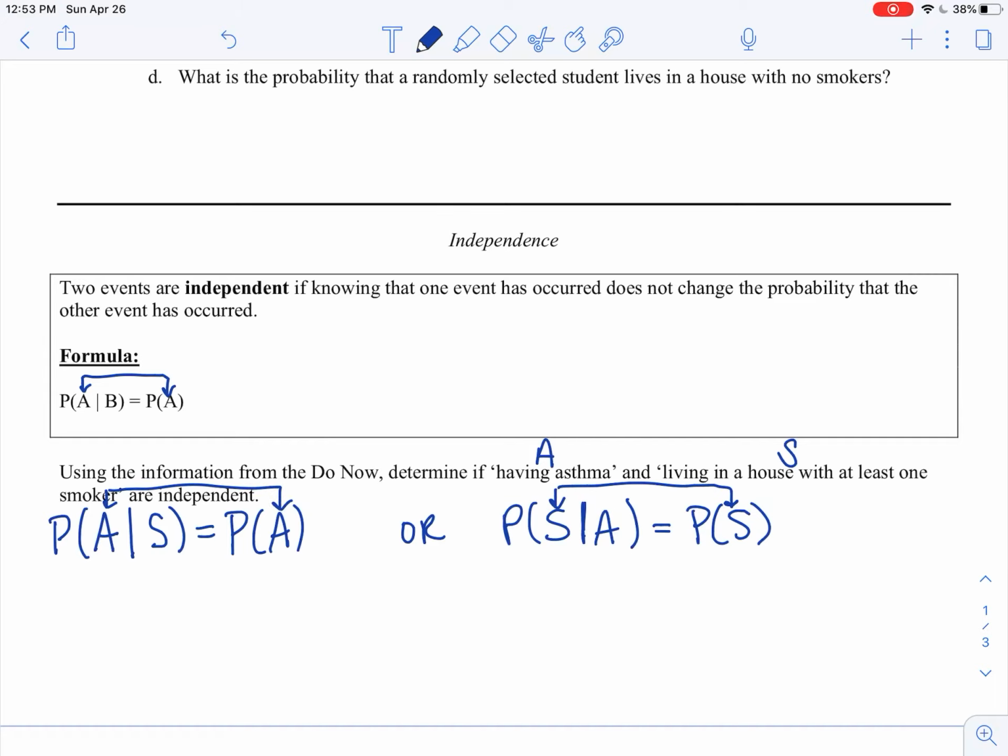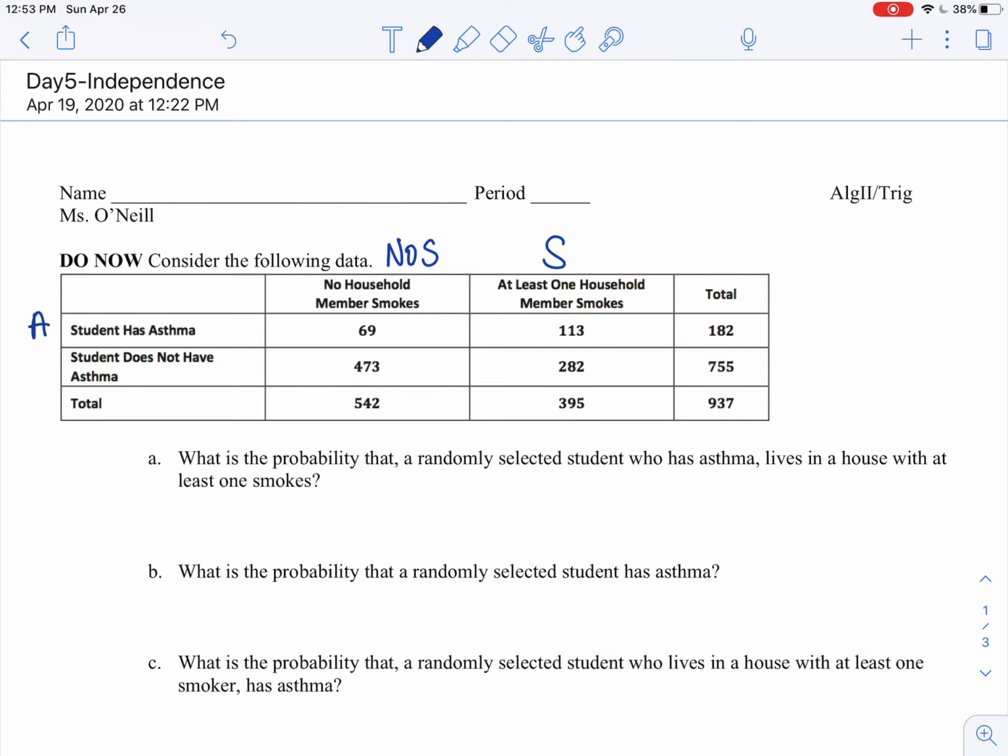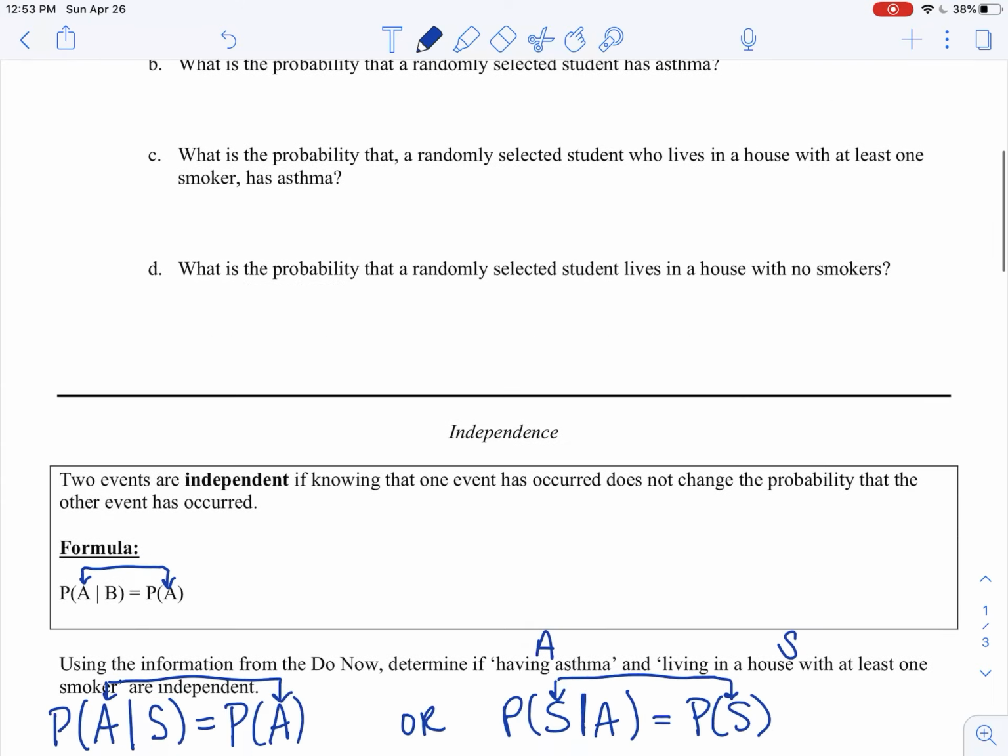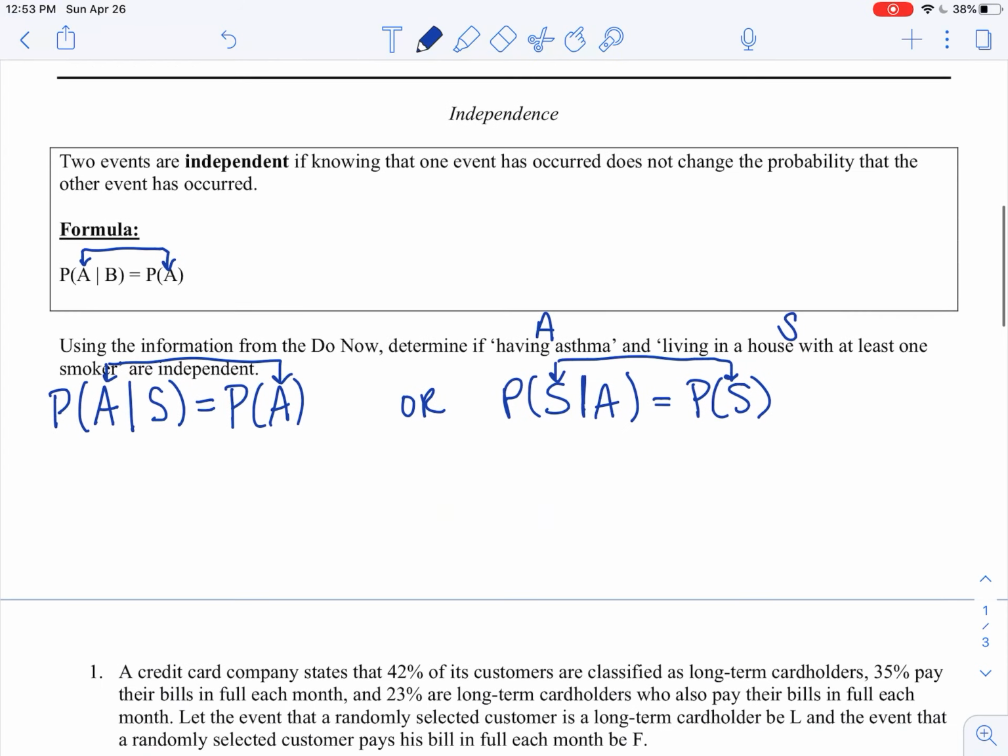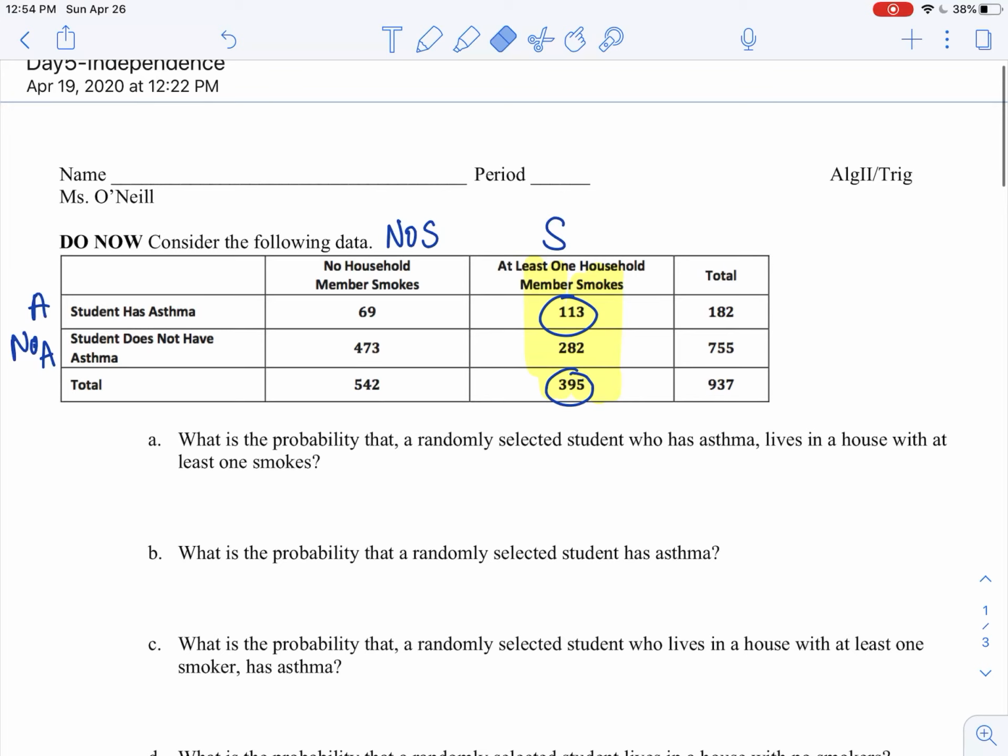So you're going to go to this thing right here. This has no S, this is S, this is A, this is no A. Okay, so the first one we're doing is probability of A given S. So given S means you're going to focus just on this S column. Okay, so you're saying out of these 395 people, how many people had asthma? 113 out of 395. So you're going to do 113 out of 395. Okay, if I turn that into a decimal, that comes out to be 0.286. Okay, if the probability of having asthma just in general comes out to be 0.286, then these probabilities would be independent. If they're not equal, then they are not independent.